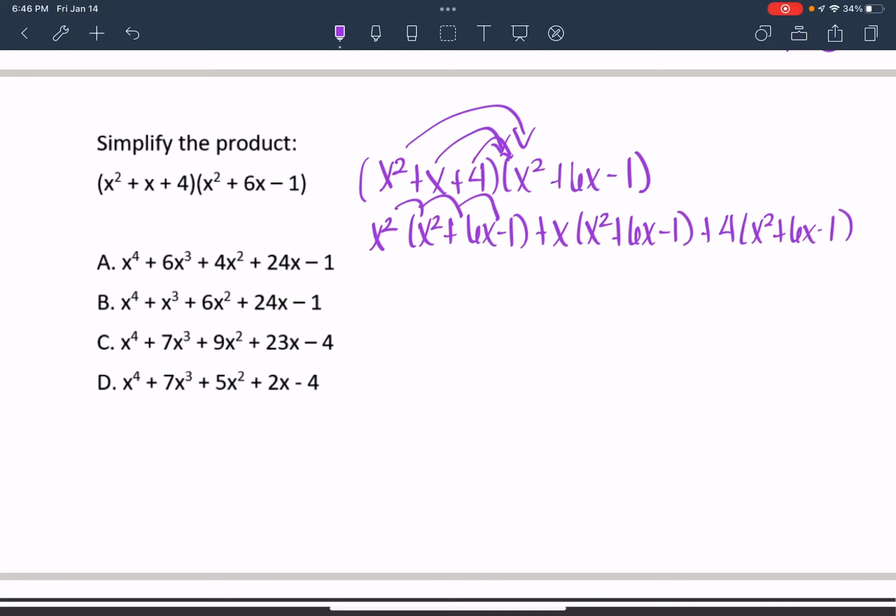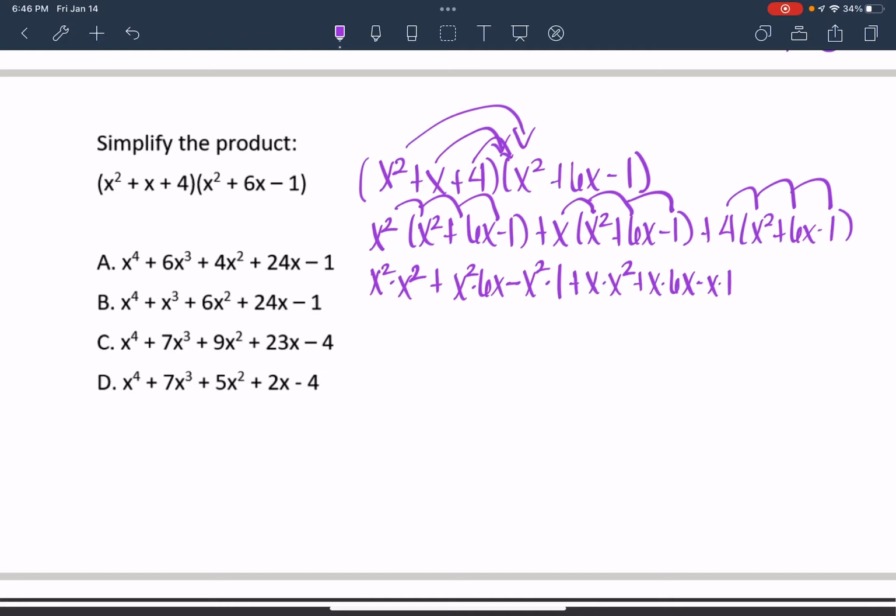So x squared times x squared plus x squared times 6x, and then minus x squared times 1. So then I go to my next terms and I distribute this x. So I have x times x squared plus x times 6x minus x times 1. And I distribute the 4, and that gives me 4 times x squared plus 4 times 6x minus 4 times 1.